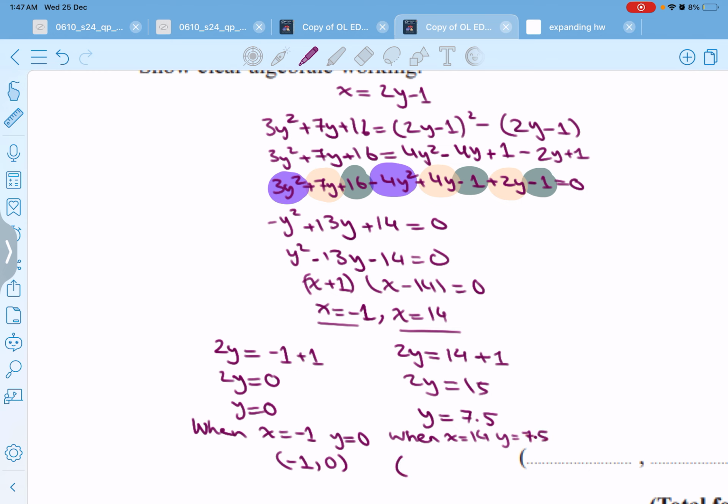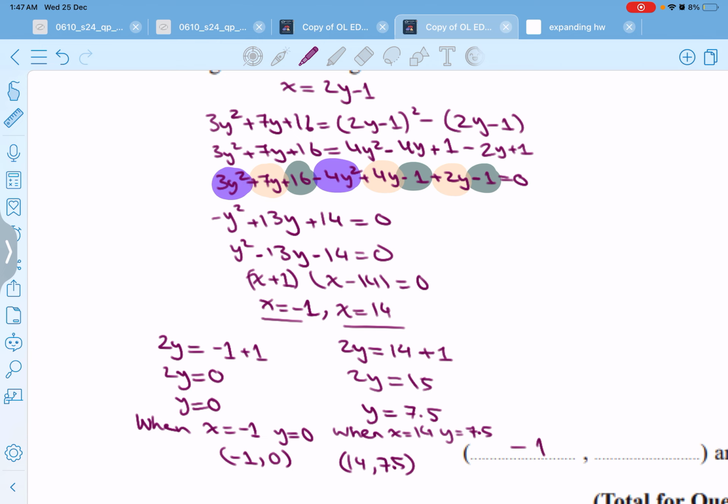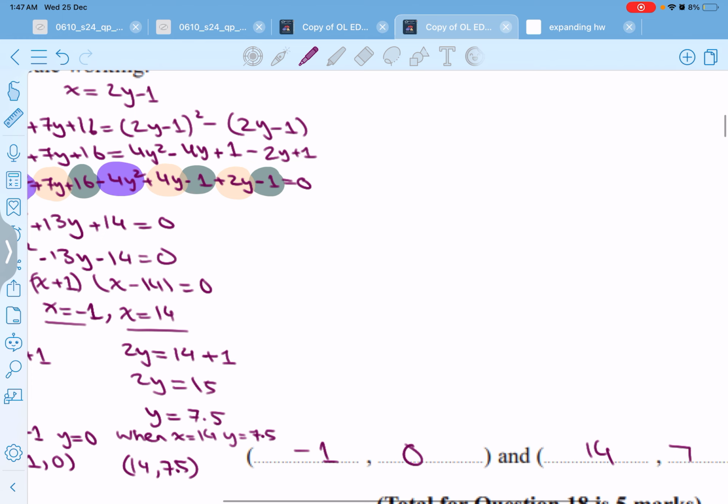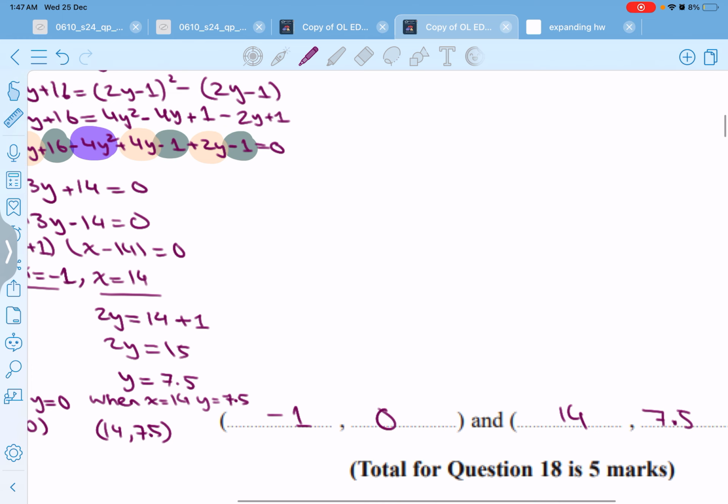And write 14, 7.5. So the coordinates are negative 1, 0 and 14, 7.5. Total for question 18 is 5 marks.